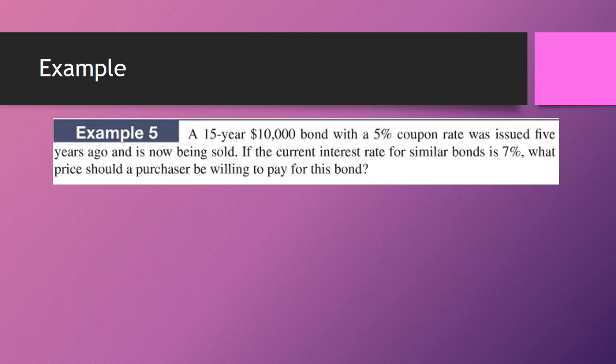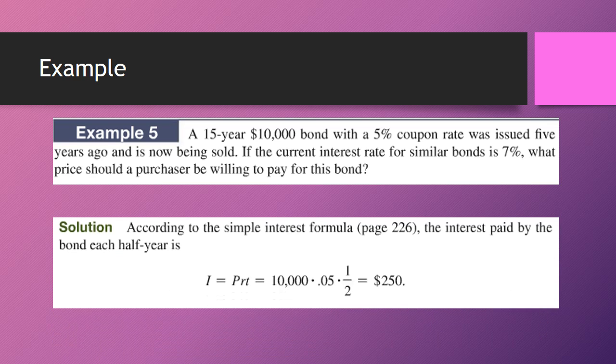Okay, we've got a 15-year $10,000 bond with a 5% coupon rate that was issued 5 years ago, is now being sold. The current interest rate is 7%. What should a purchaser be willing to pay for this bond? Okay, let's talk through this. First of all, according to the simple interest formula, the interest paid by the bond every 6 months is $250.